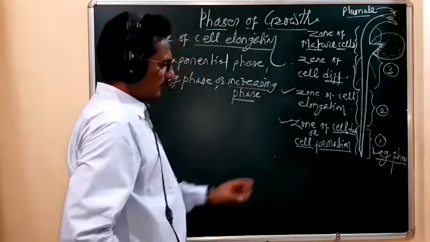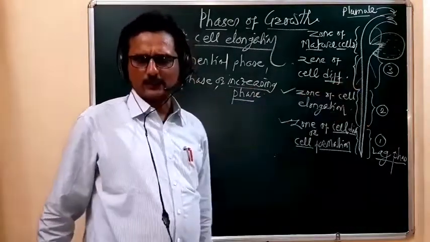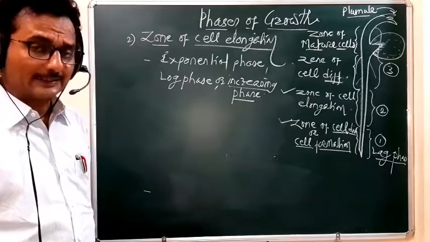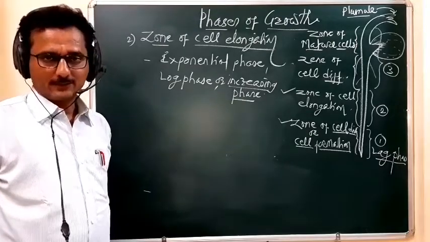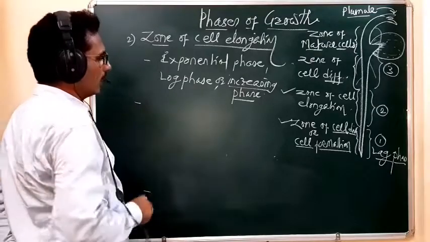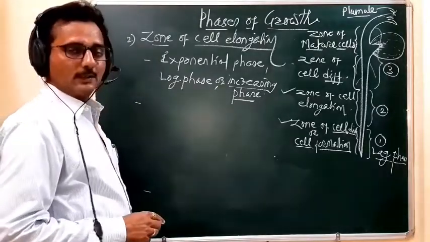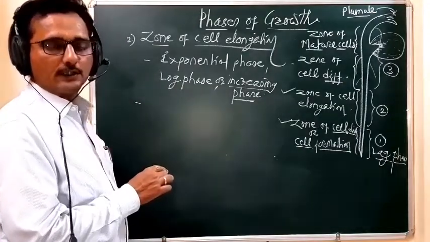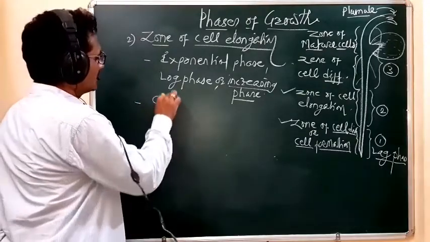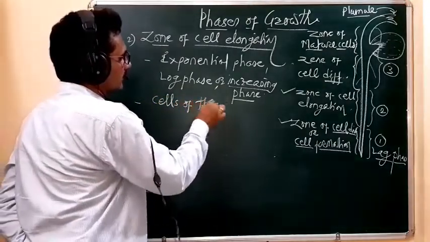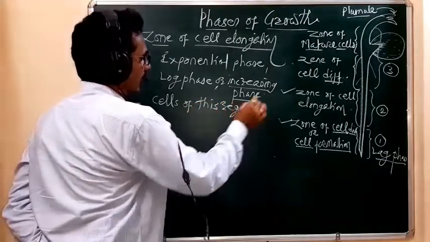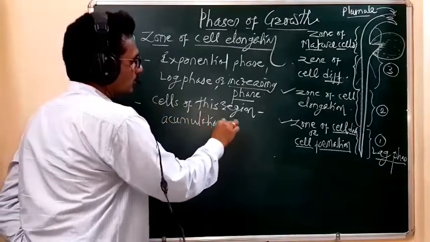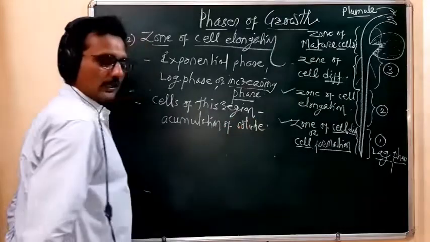So what happened in the zone of elongation, this increasing phase? The cells get elongated. Elongated in the sense that the cells of this region show the accumulation of solute.